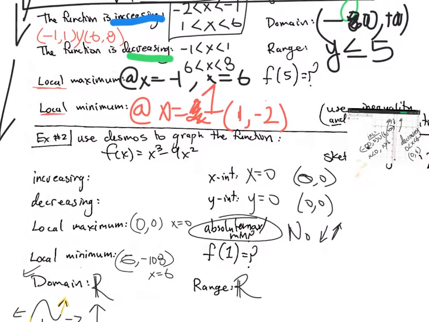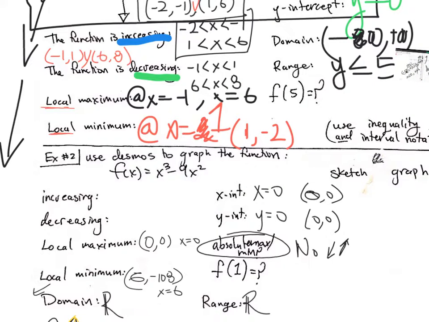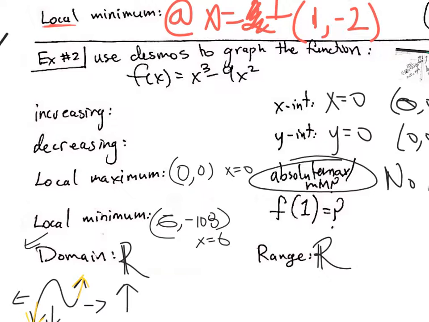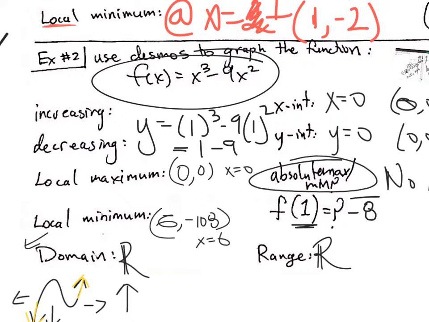And f of 1 equals what? So this graph is way too messy to look at that, but if you have your Desmos pulled up, you can actually tap on it and it will show you the coordinates of the points. But we can also say, well, here's our function, so what it's asking us is, f of 1, I'm sorry. Totally slipping today. Y equals 1 cubed minus 9 times 1 squared. So that would be 1 minus 9, which would be negative 8.